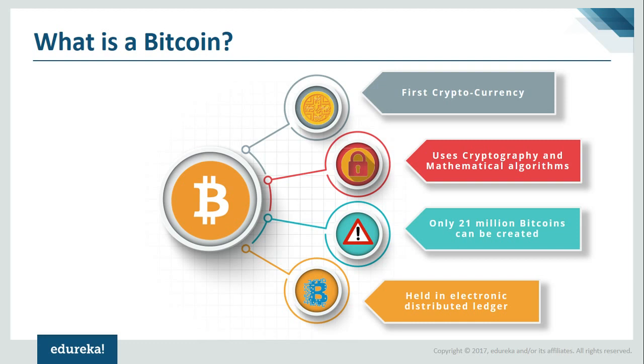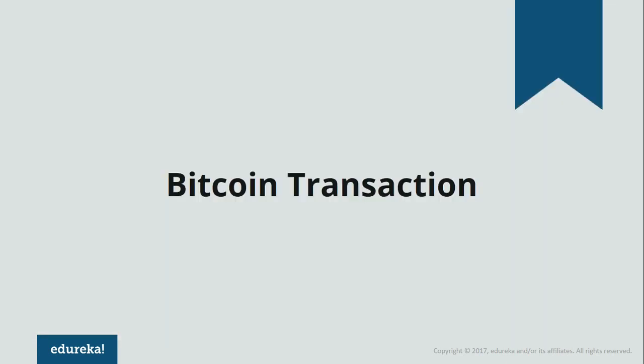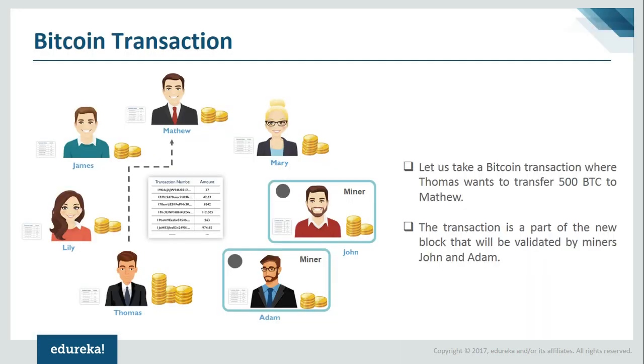Now, before we go into the blockchain system and talk more about it, let's first try to understand how a Bitcoin transaction takes place. To give you a better understanding, let's take an example here. Here we have 7 people: Thomas, Lily, James, Matthew, Mary, Adam, and John. They're all part of a peer-to-peer network where each of them is connected to each other. Now here, Thomas wants to send 500 Bitcoins to Matthew.